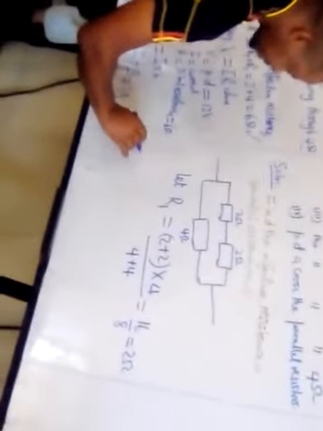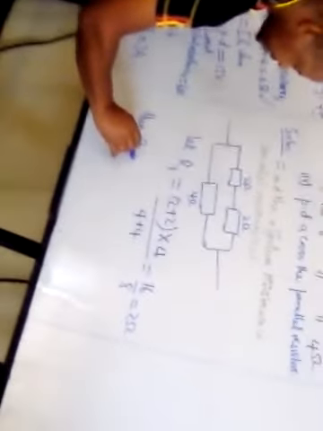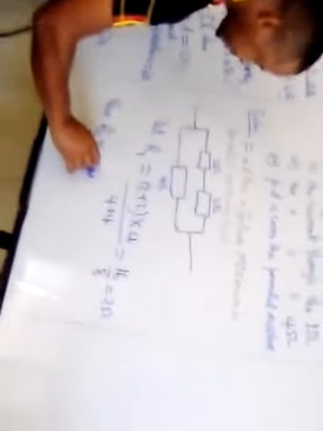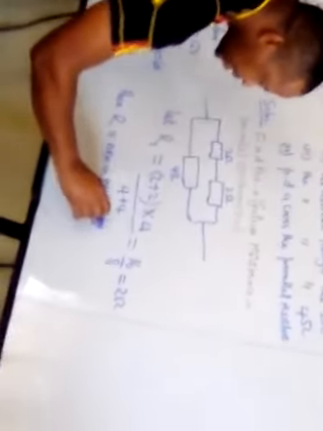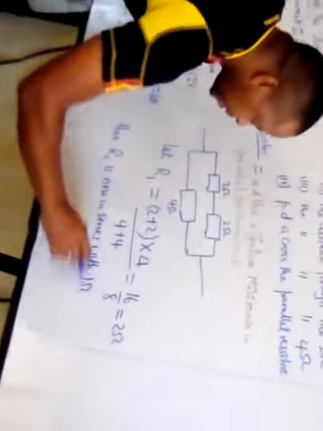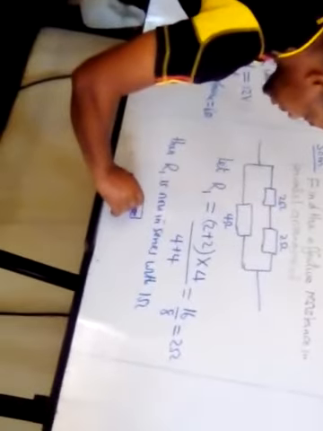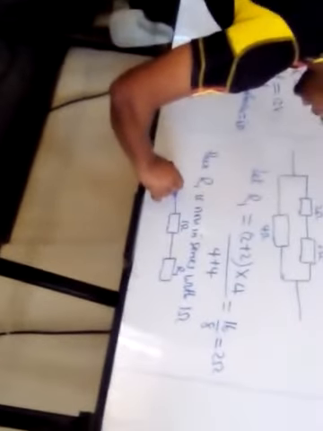Now, if that is that result, R1 is now in series with the 1 ohm resistor. So our circuit diagram now looks like this, with this as R1, this as the 1 ohm, and of course it is connected to the source.